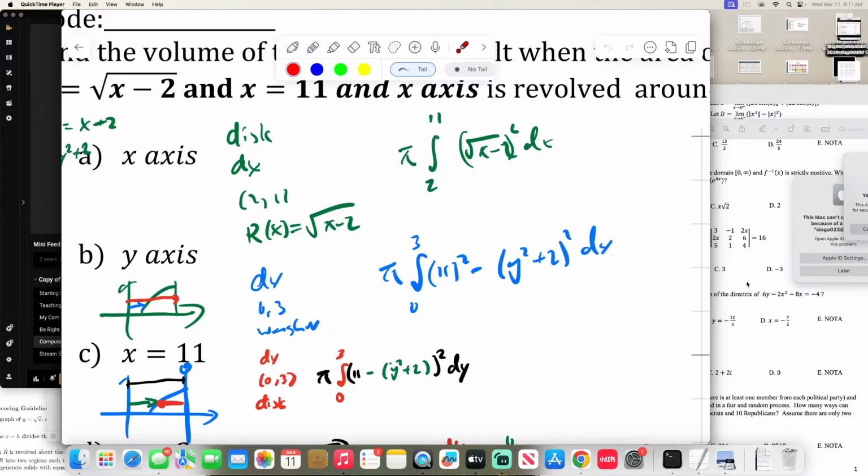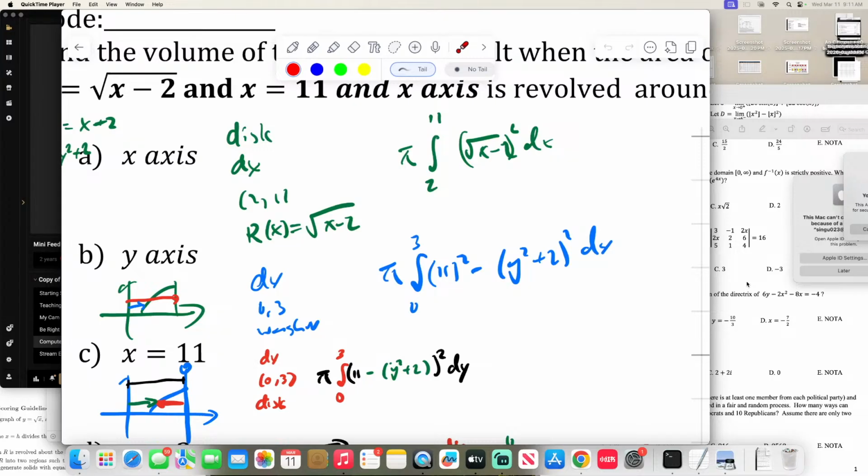Okay, C is going to be pi from 0 to 3, (11 minus (y squared plus 2)) squared dy. And this one's a disk. Not only is it a disk, it's this distance right here. But the problem is, how do I get that distance? I had to take the 11 minus the function, because the red part is not the green part.